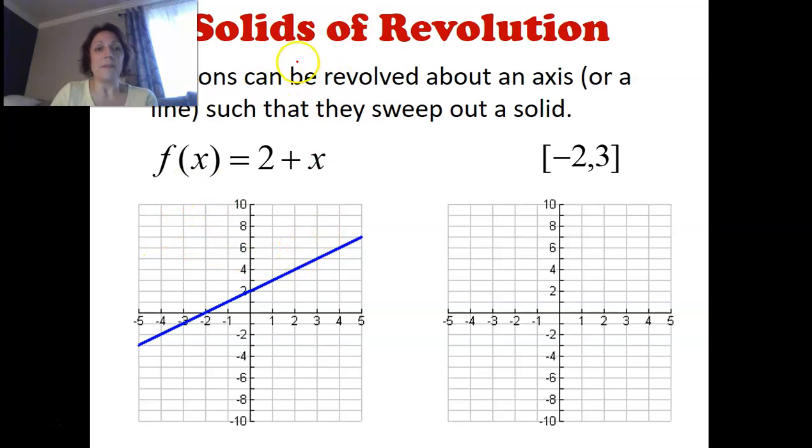Okay, so if I want to take a region, revolve it around the x-axis, and figure out what the solid looks like, at first I need a picture of the region, right? So I have this line, 2 plus x, and I want to take the region from -2 to 3. So -2 to 3, and I want to revolve that around the x-axis.